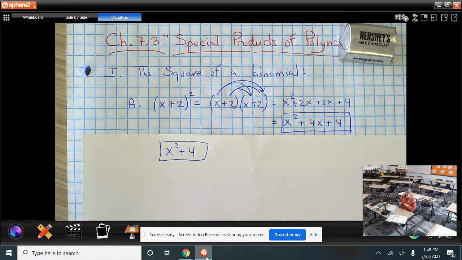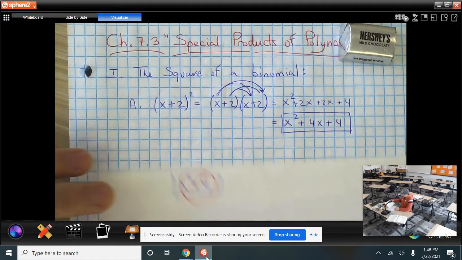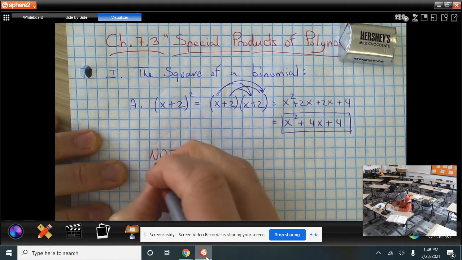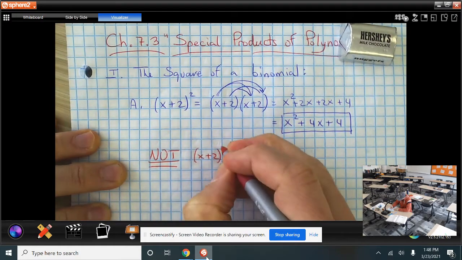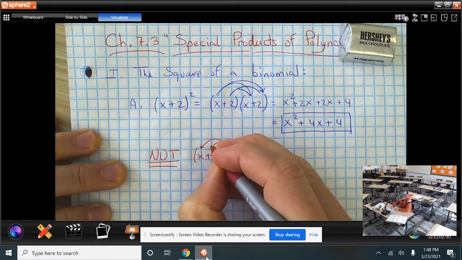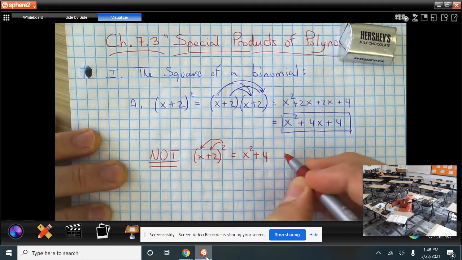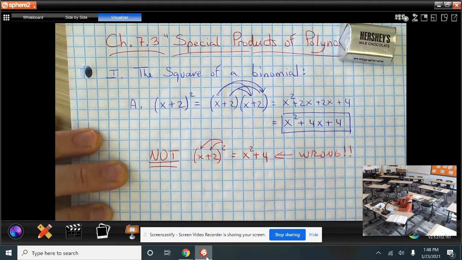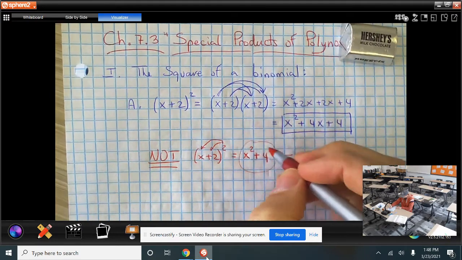Let me give you a numerical example of this. Actually, you know what, I'm going to go ahead and write that. Not, and I'm going to underline it. It's not this idea. This is wrong. So please don't do that. I'm going to write it out there so you guys can see the common mistake that you are not to do. Please don't do that.